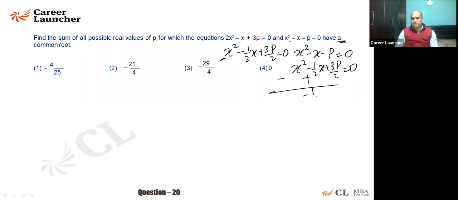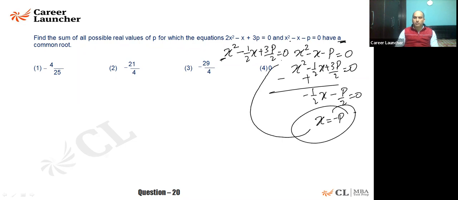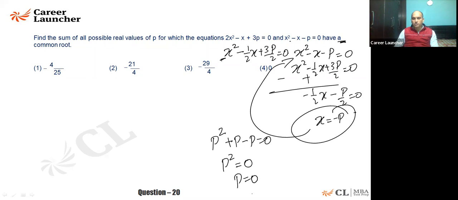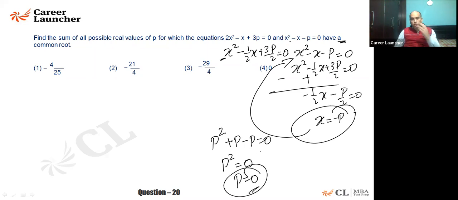Minus this plus it is minus half of x. This is minus p by 2 is equal to 0. x is equal to minus p is the value of it. Put it here, you will get minus p square, which is p square plus p minus p is equal to 0. So I'll say p square is coming out to be 0. I'll say p is equal to 0.